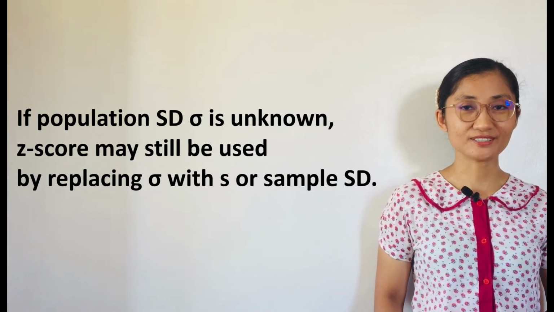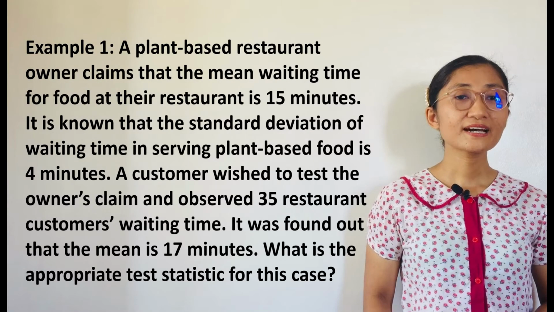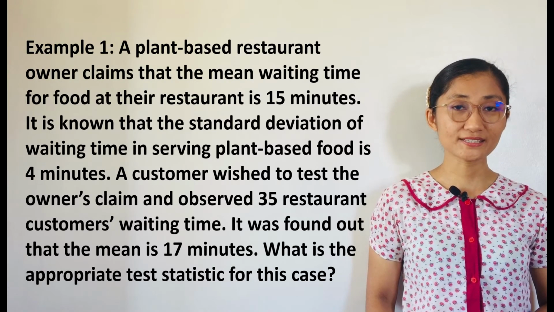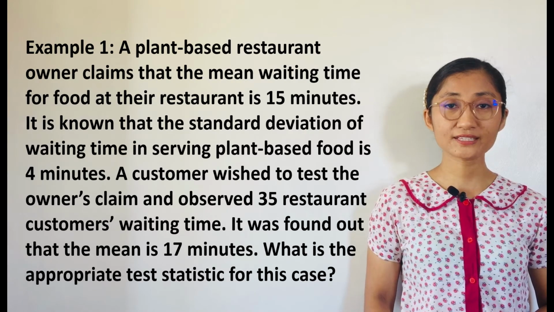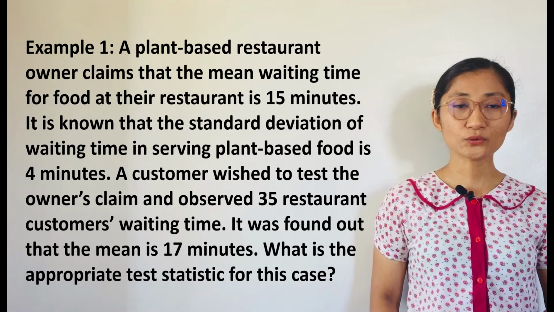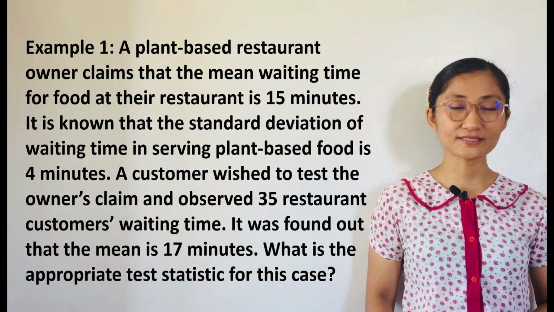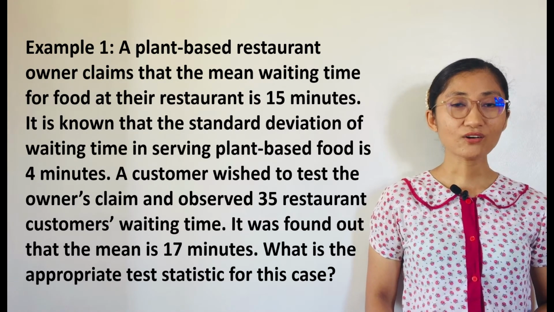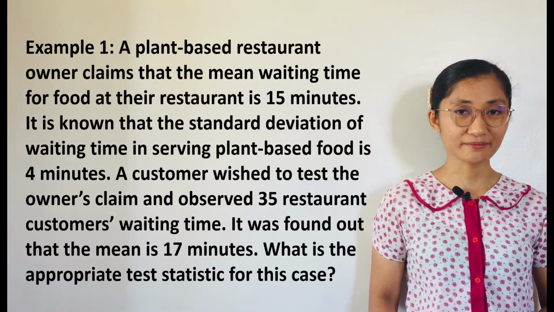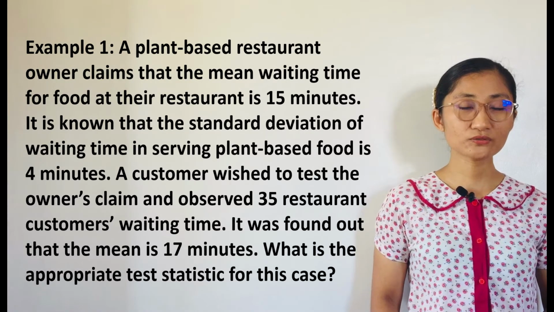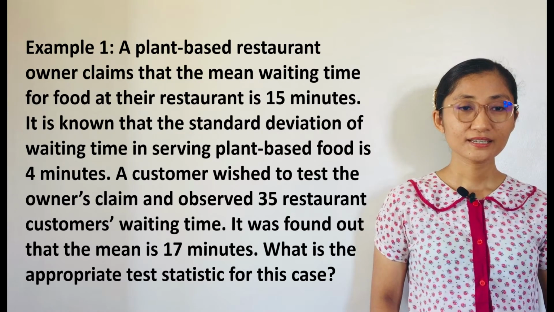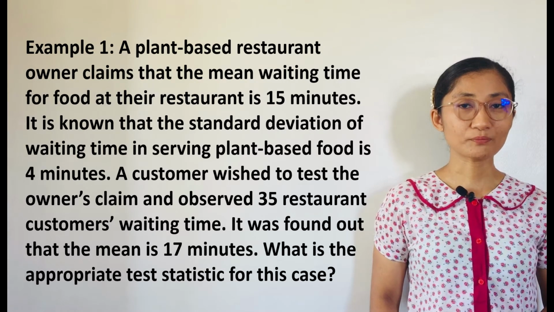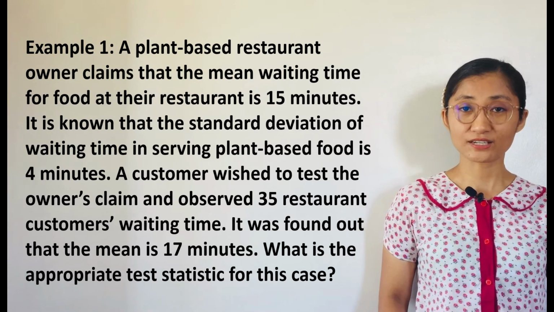So let us have examples. Example 1. A plant-based restaurant owner claims that the mean waiting time for food at their restaurant is 15 minutes. It is known that the standard deviation of waiting time in serving plant-based food is 4 minutes. A customer wished to test the owner's claim and observed 35 restaurant customers' waiting time. It was found out that the mean is 17 minutes. What is the appropriate test statistic for this case?